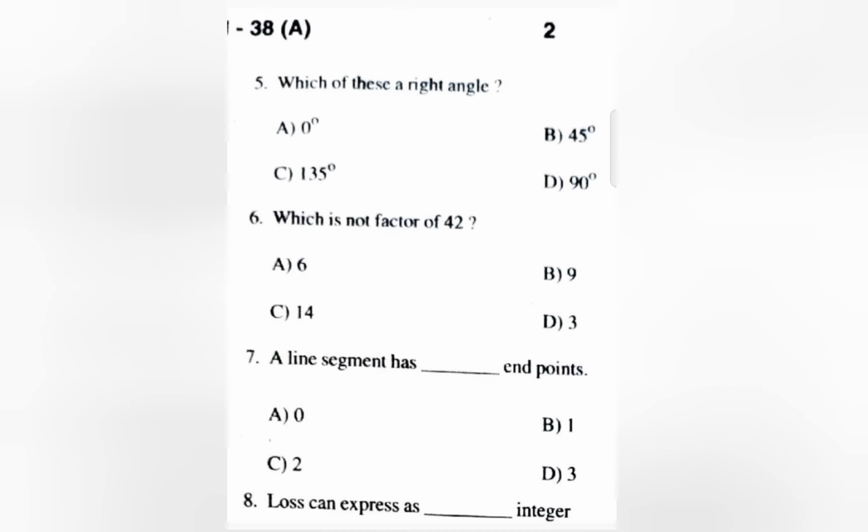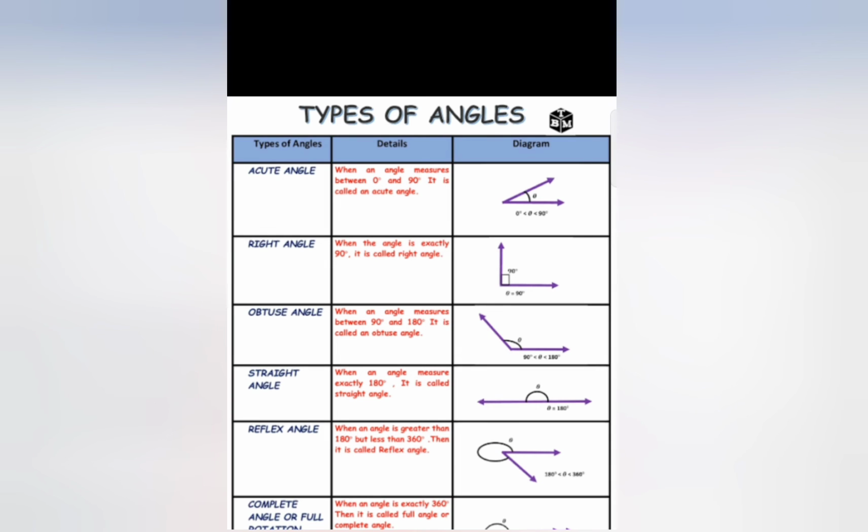Question number 5. Which of these is a right angle? We should know about the types of angles. The options are given as 0 degrees, 45 degrees, 135 degrees, 90 degrees. Let's have a look at the types of angles: acute angle, right angle, obtuse angle, straight line angle, reflex angle, and complete angle or full rotation. Angles are measured in degrees.